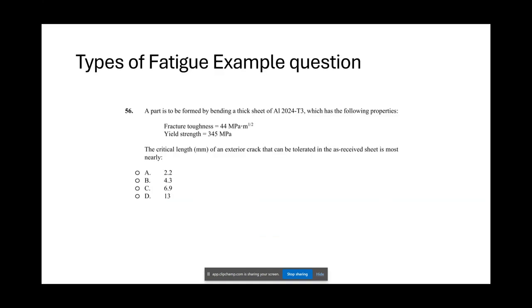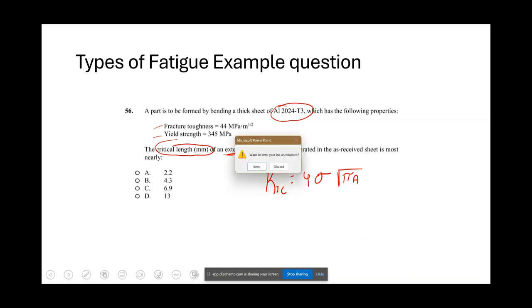In this question, we can see that we're working with aluminum 2024 T3. We're given the fracture toughness and the yield strength. We're looking for the critical length, but another really key component is the fact that we're looking at an exterior crack. So in this case, we're given all the components from the fracture toughness equation as written right here: Y sigma to the power pi a. Now, to work through this question, we do have to go into our handbook. So we will do that right now.